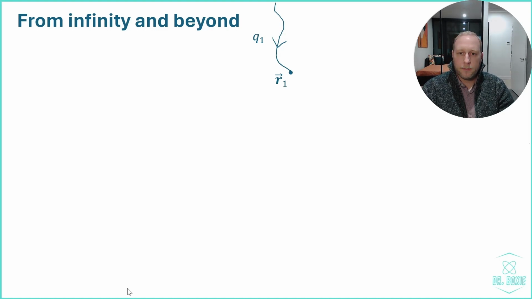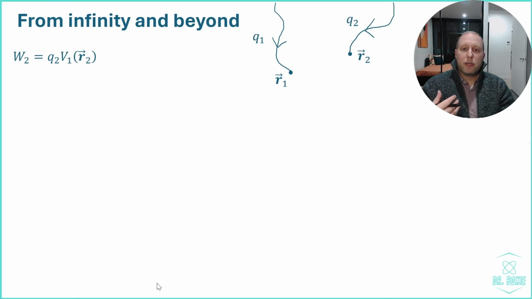Now I bring in a second charge, Q2, and I want to place it at r2. But doing that does require work of me, and that amount of work I call W2. And why does it require work? Well, because it has to fight against the field created by Q1. And we saw on the previous slide that the work required would be the charge that is being brought in, so Q2, multiplied by the potential through which it is moving, the potential of Q1, which I called V1 here.